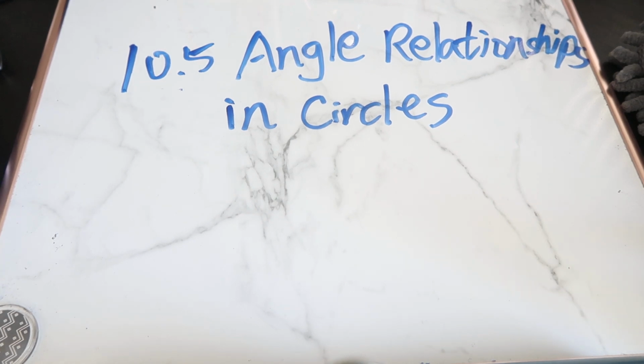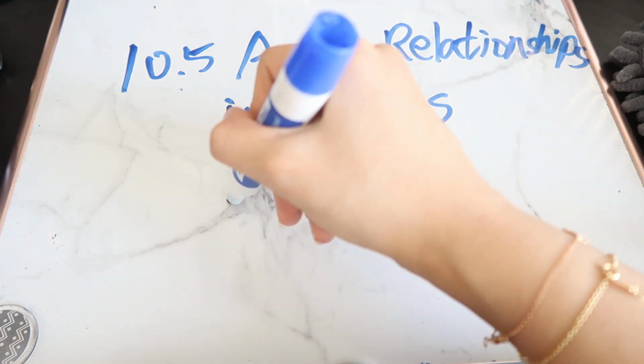Okay, so guys, today we'll be starting 10.5, angle relationships in circles, and this section will cover a bunch of different theorems. I think 3 theorems overall, and you need to pay attention because each one of them works a little bit differently from the other ones. Alright, so let's get started with the first theorem, and of course we'll start with a circle.